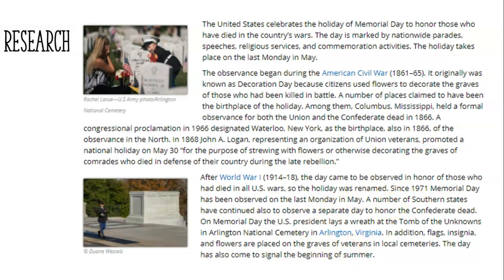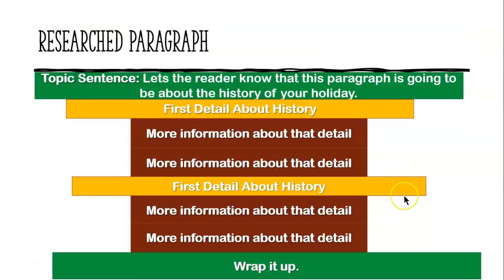Now, it's important when I read this article, I'm not just going to copy and paste straight from the article. That's called plagiarism. Instead, I need to take these ideas and turn them into my own writing. So I'm going to turn them into information. My researched paragraph should look something like this. It's going to start with the topic sentence that lets the reader know that this paragraph is going to be talking about the history of my holiday.